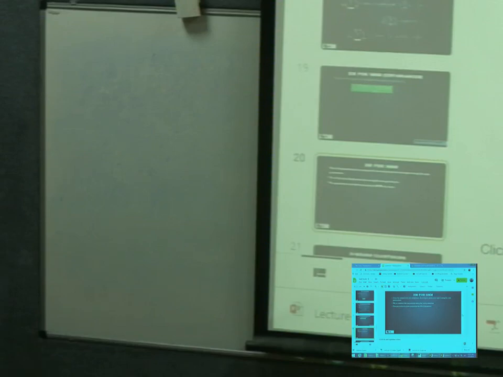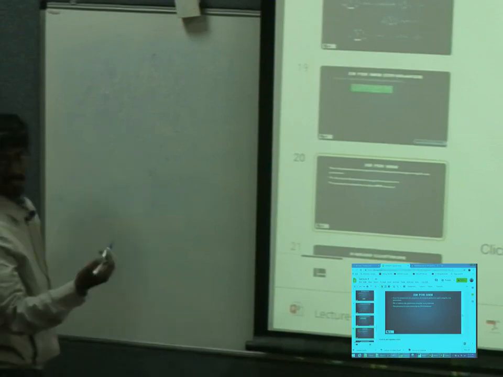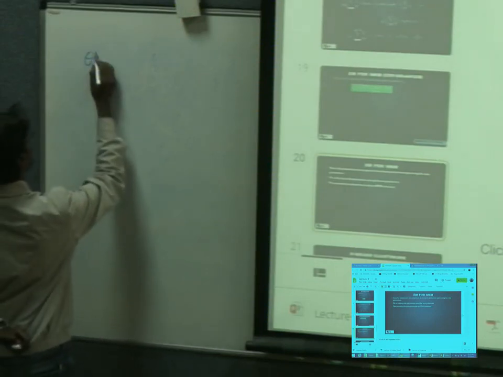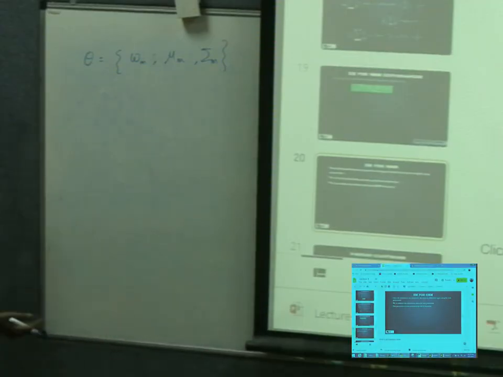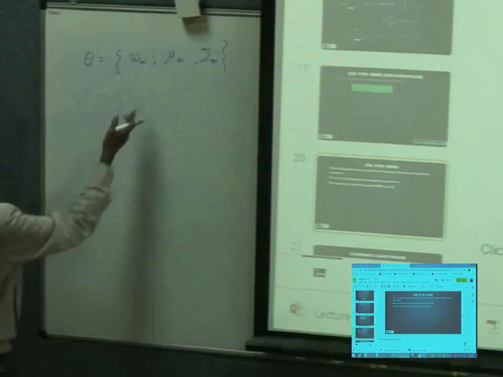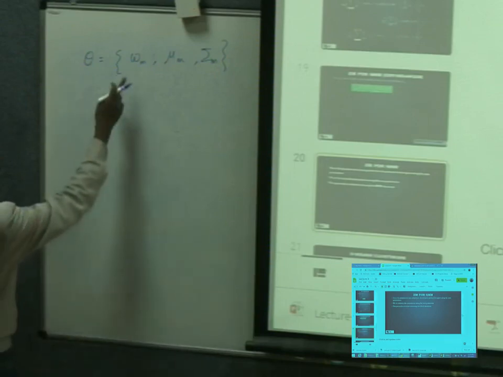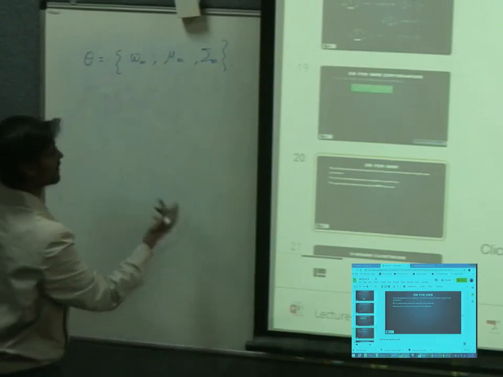So once we had estimated the parameters theta, that is all the mixture weights, your means and your covariance matrices, what do we do? This EM is one step. We did one step of expectation, we computed the posteriors, and we did one step of maximization and computed these parameters.